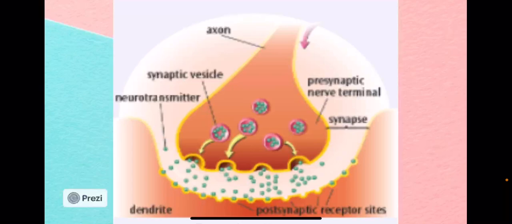Make sure you label your diagram so you can see that you've got your axon, you've got your synaptic vesicle, you've got the neurotransmitter, you've got the presynaptic nerve terminal or the presynaptic neuron, you've got the synapse, which is the gap in between, postsynaptic receptor sites, which are located on the postsynaptic neuron or postsynaptic nerve. So make sure you draw that diagram. You can label that diagram.